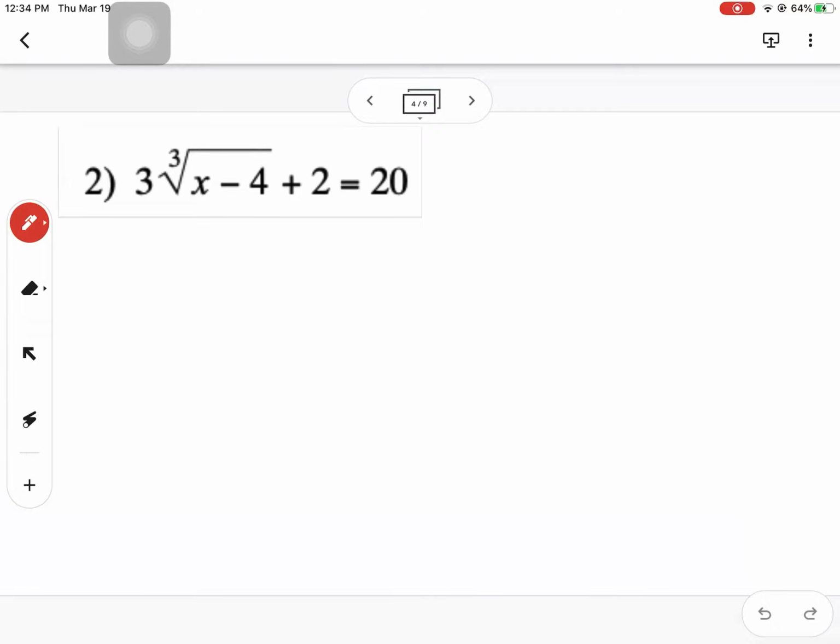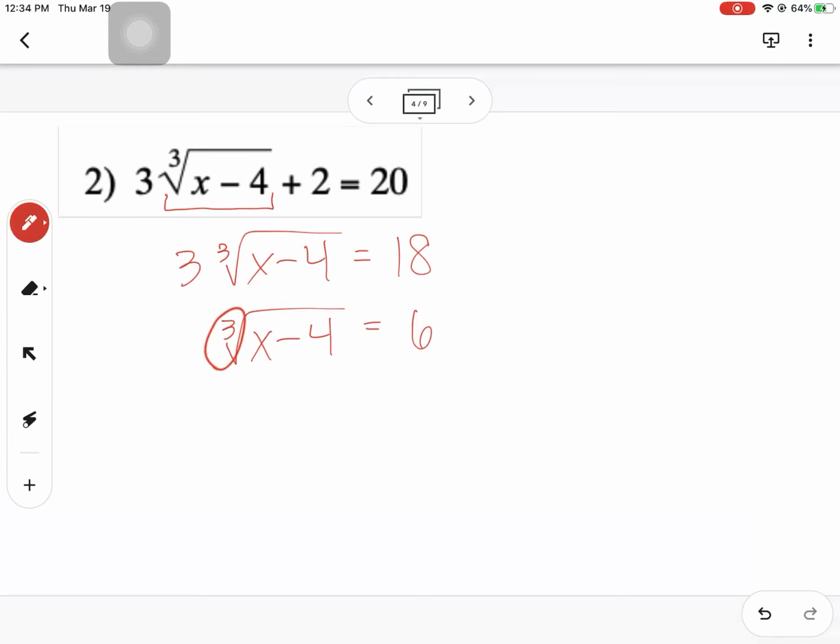Cube roots were similar, so we'll talk through this one. Again, like before, you want to first isolate that radical. So I'm going to subtract 2, divide by 3.